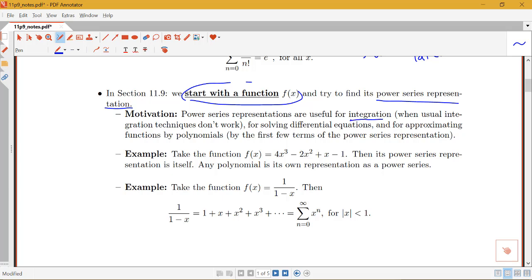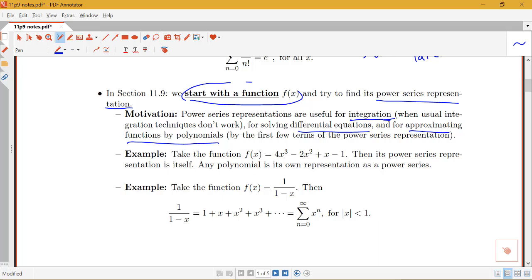One use will be in integration, to do some sort of numerical integration when we can't do our typical integration techniques. We can represent our function as this power series, and then we'll be able to see that we can integrate the power series. Power series representations are really useful in solving differential equations, and also for doing approximations of functions by polynomials. So that would be by like the first several terms of our power series representation.